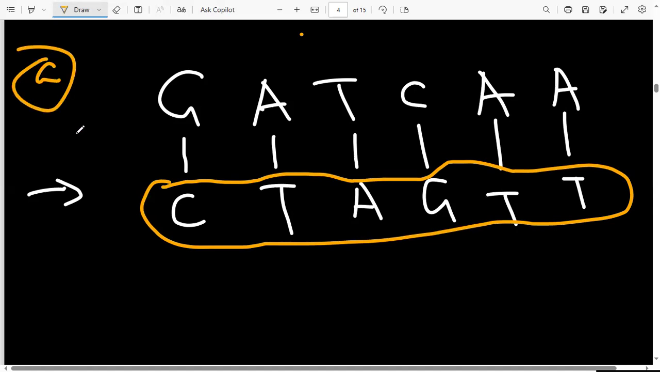And then the other one. They said the complementary is going in the 5 to 3 prime direction. So it means this one here was starting from the 3 prime to 5 prime. Then this complementary here is moving from the 5 prime to the what? To the 3 prime, like that. So this is the first one.